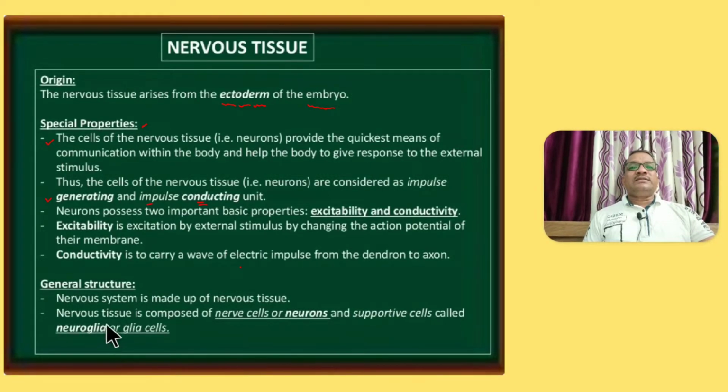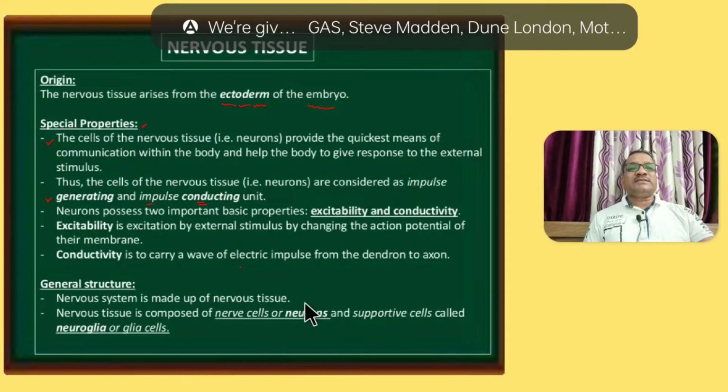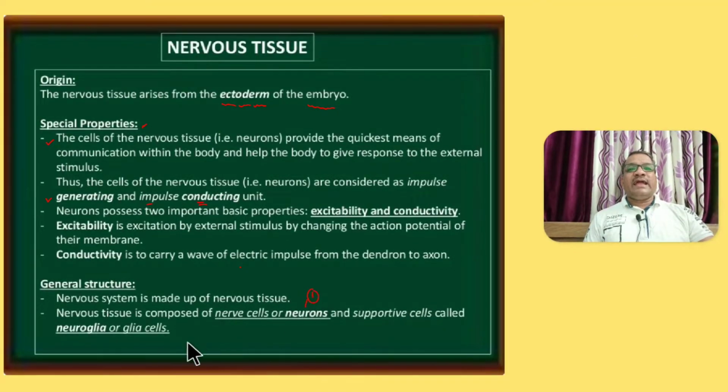So, nervous tissue consists of two types of cells. Number one is called the neuron, this is the first cell, and neuroglia is the second cell. Another name for neuroglia is glia cells or glue cells. Glue cells, they are also called. Understood?